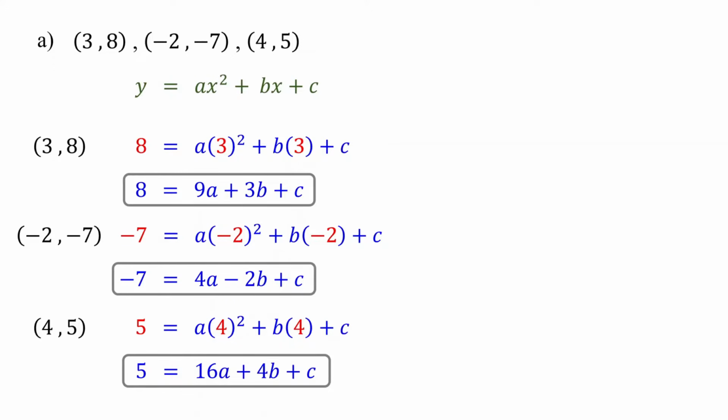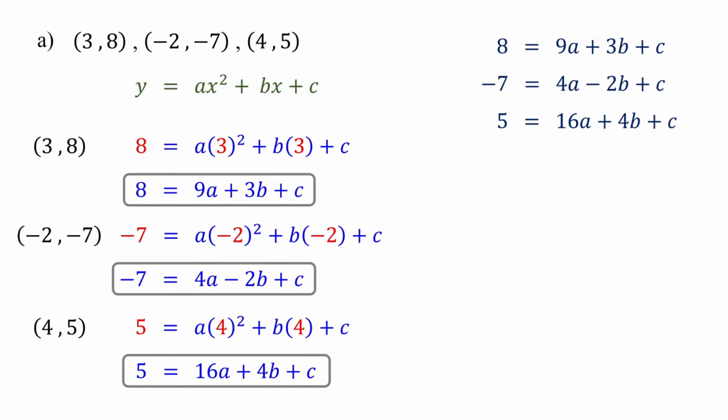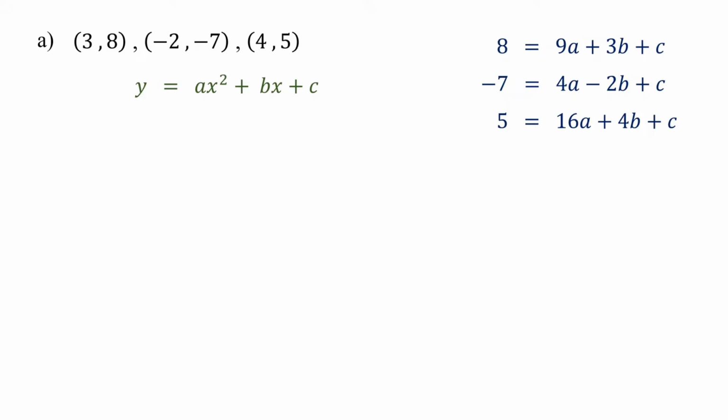Notice that now we have 3 equations with 3 unknowns. Our next step is to solve this system of equations to find the values of a, b, and c. We can use either the elimination or the substitution method. Let's proceed with the elimination method, as it is easier and more efficient in this case. Since the coefficient of c is the same in all 3 equations, it is easier to eliminate it first. To do this, we can add the first equation to the second and third equations separately.